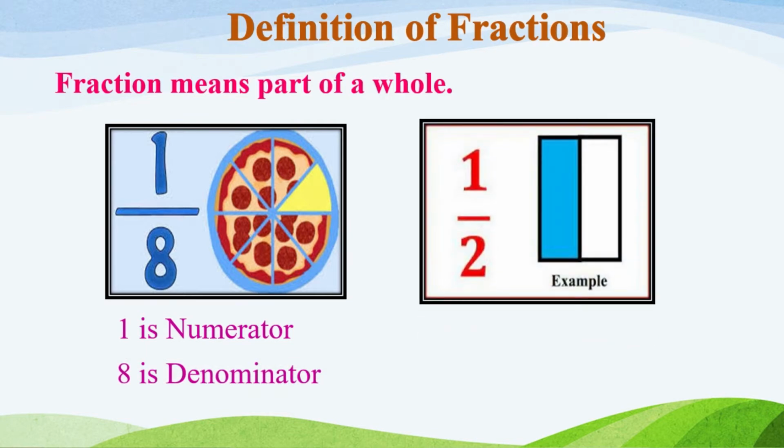Let's see another example. Here is given one image. This one is divided into 2 equal parts. Therefore 2 is the denominator. Here one part is colored. So 1 is the numerator. Therefore 1 is the numerator, 2 is the denominator. Therefore fraction means part of a whole.